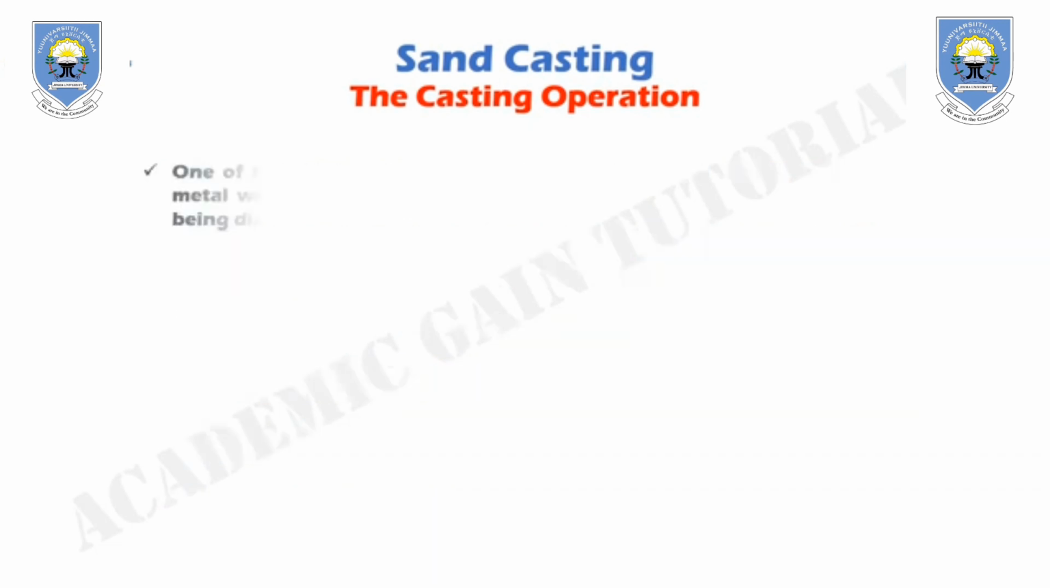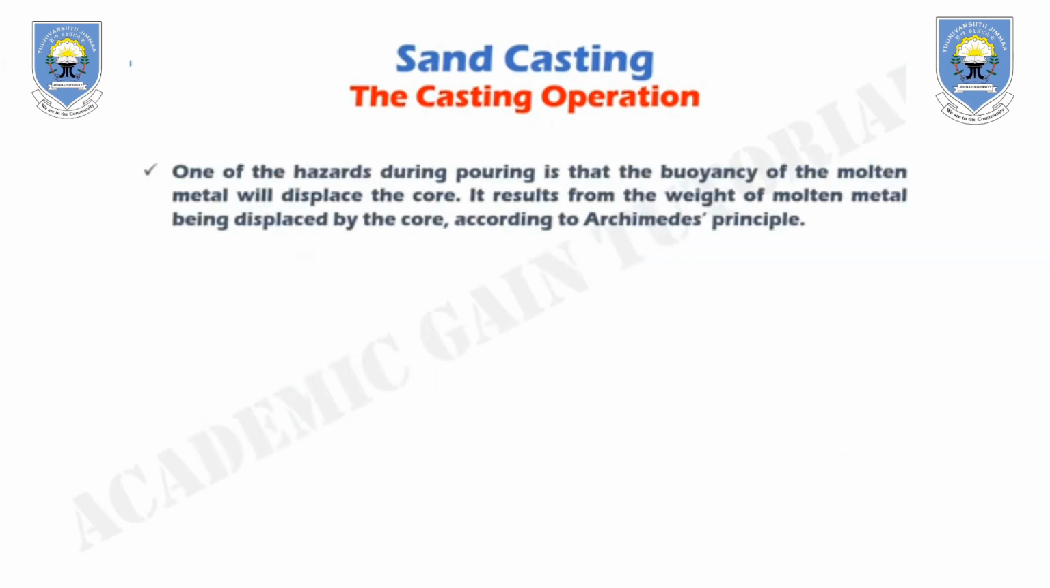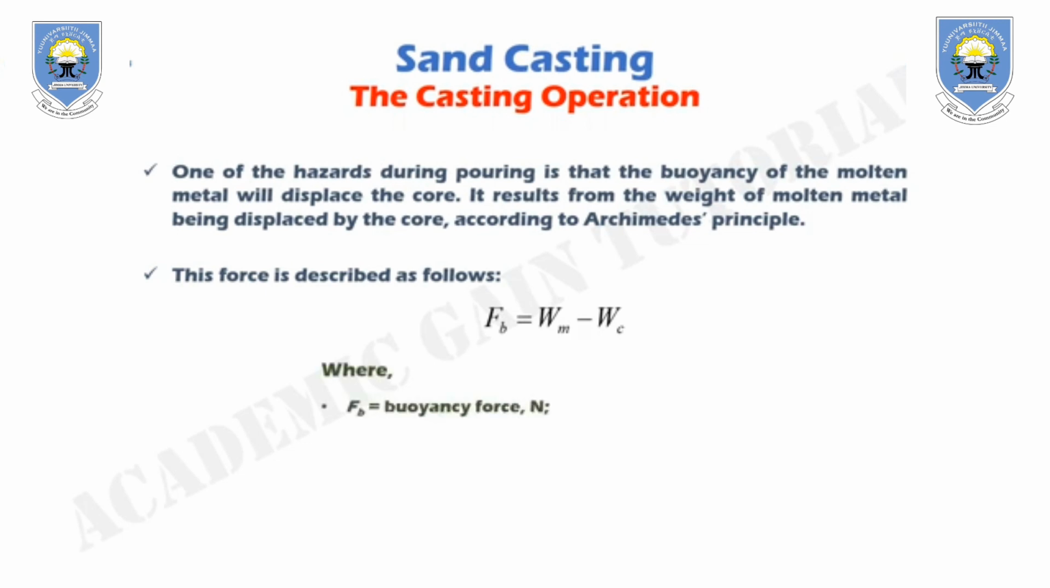One of the hazards during pouring is that the buoyancy of the molten metal will displace the core. It results from the weight of molten metal being displaced by the core, according to Archimedes' principle. This force is described as Fb equals Wm minus Wc, where Fb is the buoyancy force, expressed in newtons, Wm is the weight of molten metal displaced, expressed in newtons, and Wc is the weight of the core, expressed in newtons.